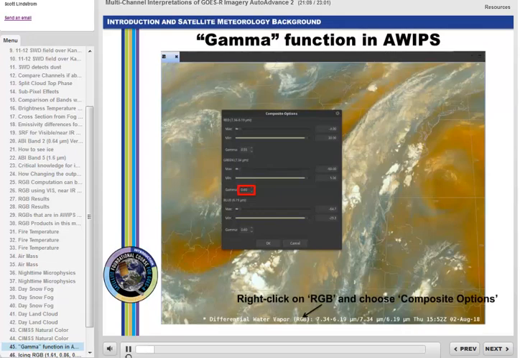AWIPS includes gamma control to manipulate the look of RGBs under the Composite Options menu item in AWIPS. To access the control, right-click on the annotation label in the RGB image and then click on Composite Options. Gamma controls where the most contrast exists in the RGB. For smaller values, the darker part of a grayscaled image, from dark, warm to light, cold, shows more contrast, and for larger values, the brighter part of the image shows more contrast. The min-max values for each input can be adjusted as well as gamma.